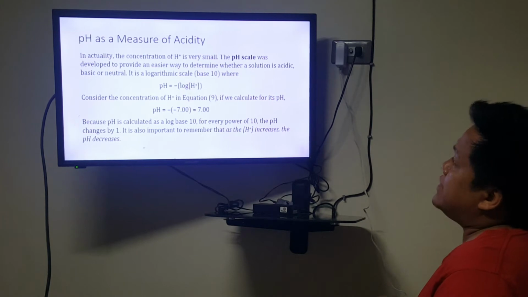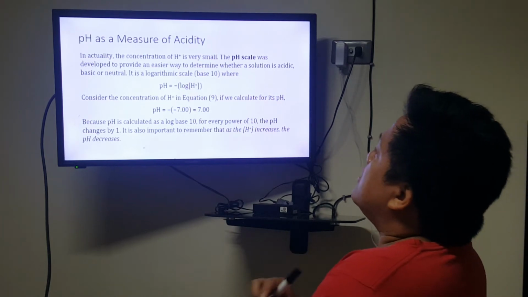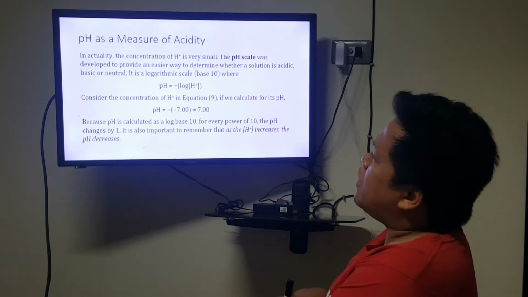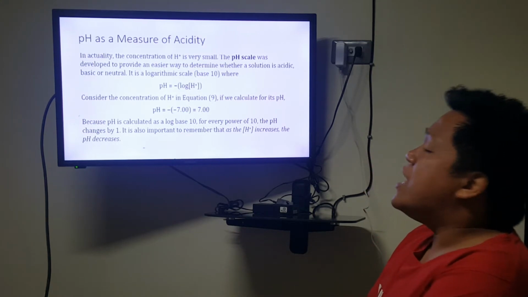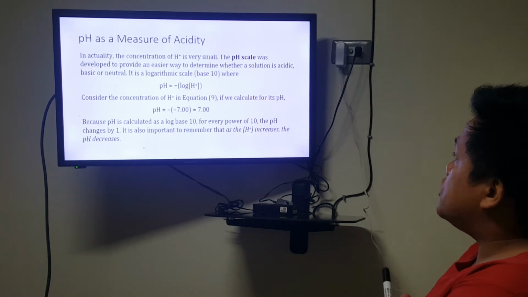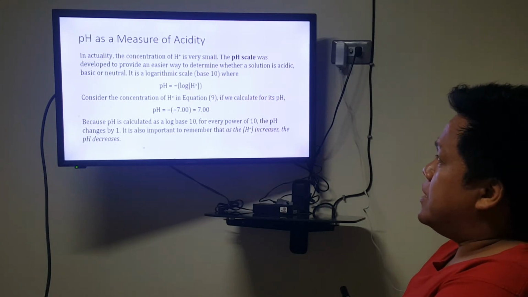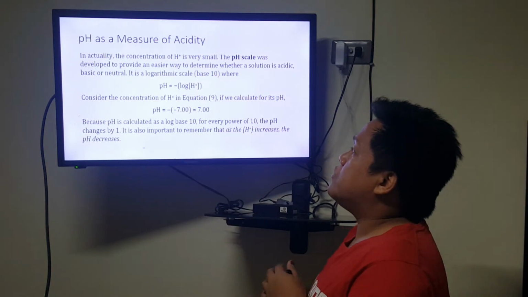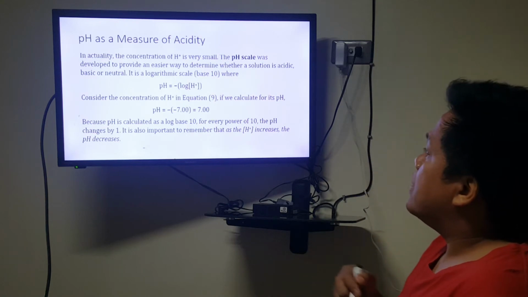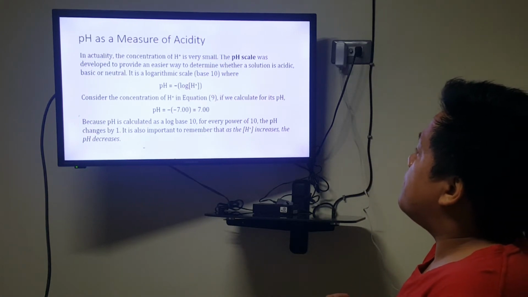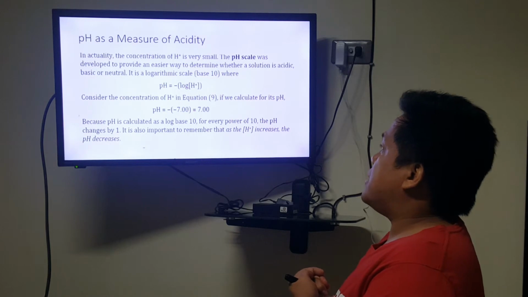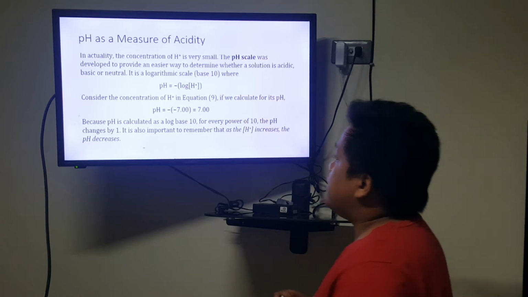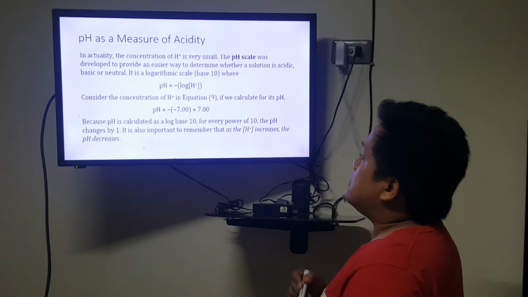pH as a measure of acidity. In actuality, the concentration of hydrogen ion is very small. The pH scale was developed to provide an easier way to determine whether a solution is acidic, basic, or neutral. It is a logarithmic scale, base 10, where pH is equal to negative log of H+. Consider the concentration of H+ in equation 9. If we calculate its pH, pH is equal to negative of negative 7, which is 7.